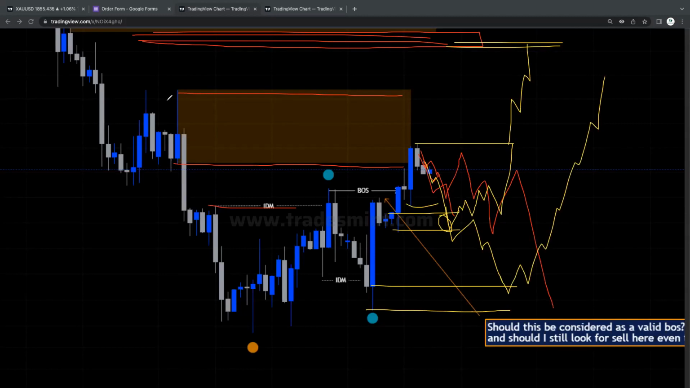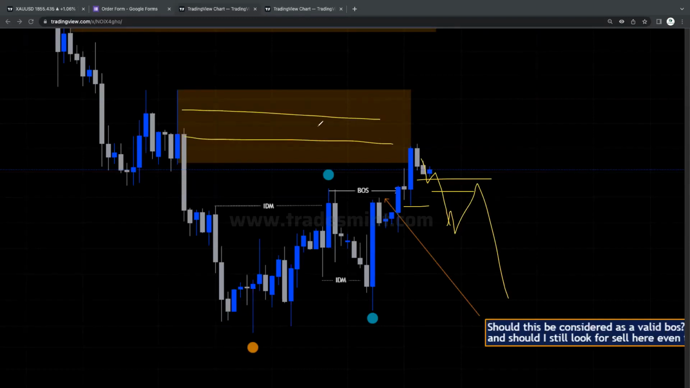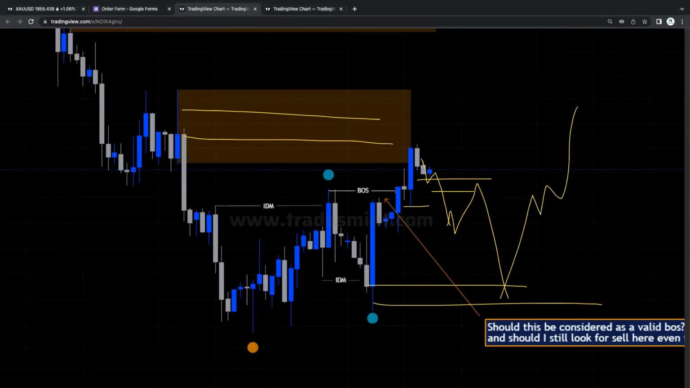But if this is our extreme POI, for example, what can we expect here? We can expect CHoCH, right? And sell here, because you have no other option since you have already tapped on the extreme. But if you tap on your decisional, you can also think about buying here, right? I hope you get your answer.